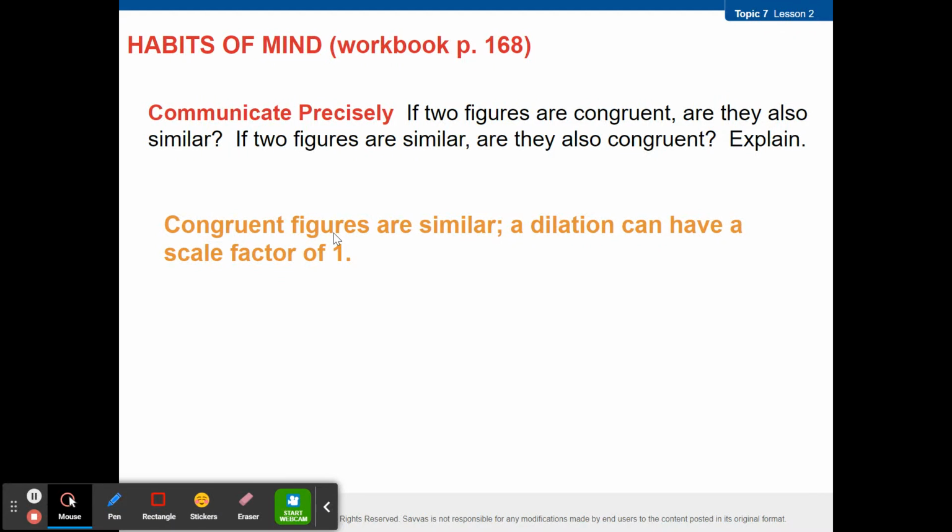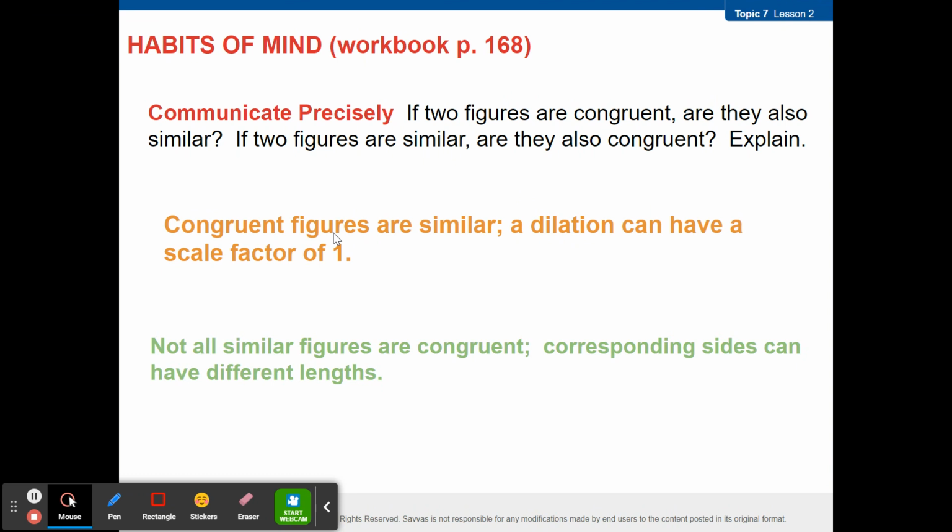Now we're flip-flopping this, right? If 2 figures are similar, are they also congruent? No? Can they be? Yeah. So just because they're similar does not necessarily make them congruent. So in that case, not all similar figures are congruent. Corresponding sides could have different lengths. Okay? This is a sometimes situation. It's not saying it can't. It's just saying it's not happening all the time. Okay?